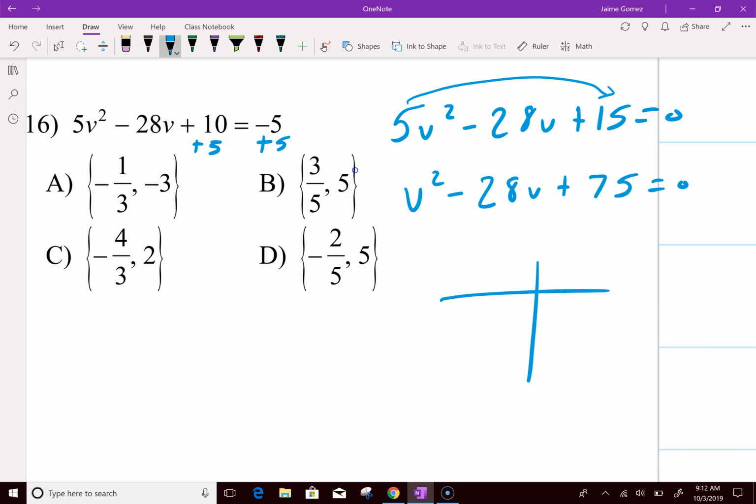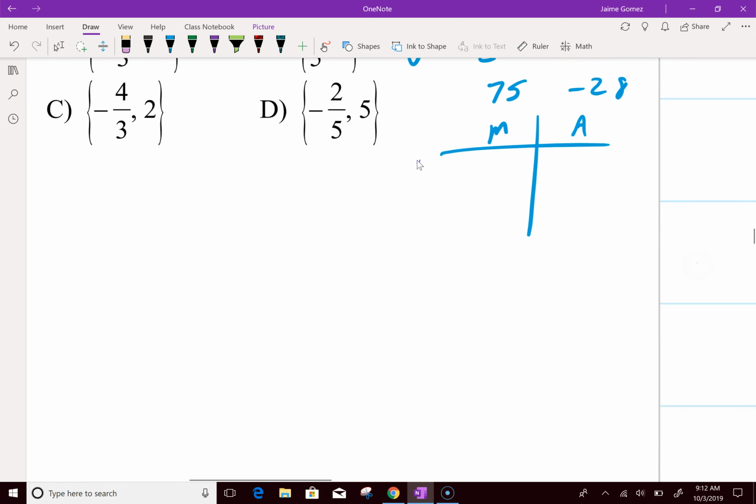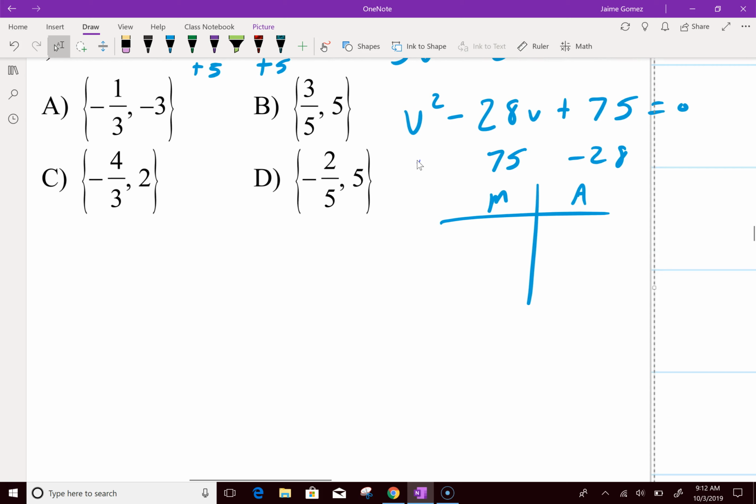So now I can make my little table, multiply and add. 75, negative 28. Oh, this is good. I don't know. 1 and 25, no. I mean, 1 and 75, no. Oh, it's 3 and 25. I need to get negative, so both of these are negative. I need to add them both. So negative 3 and negative 25.